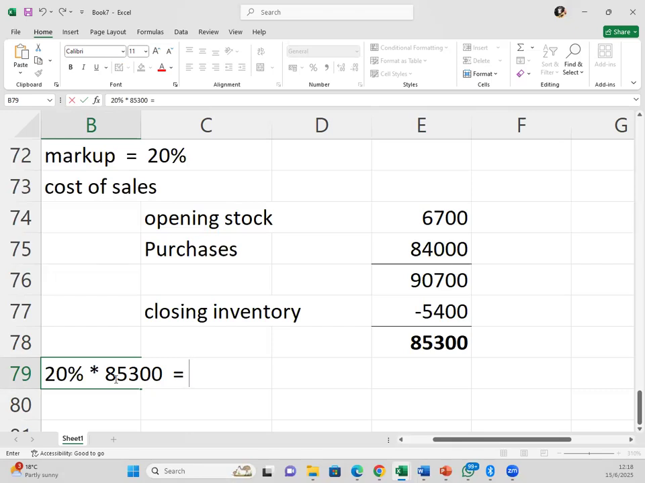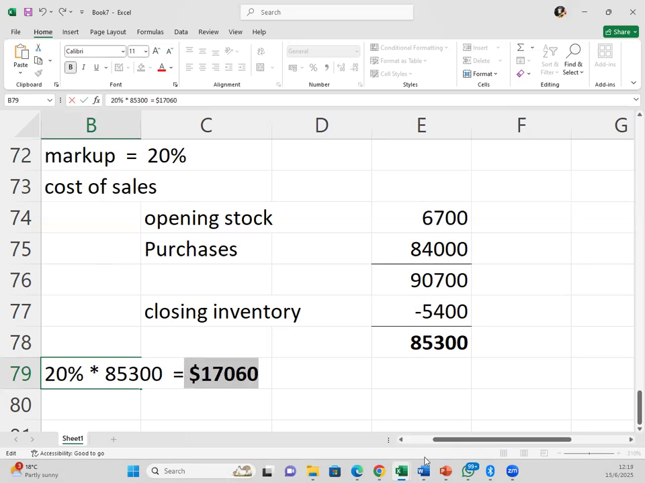Let's be fast. So that's about 17,060. So that's the value for our gross profit. So that becomes the value of our gross profit. Time is not on our side. Let's move.